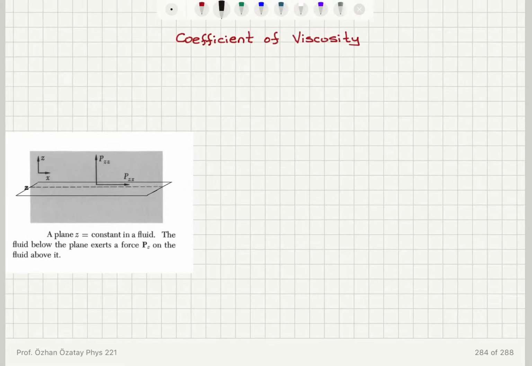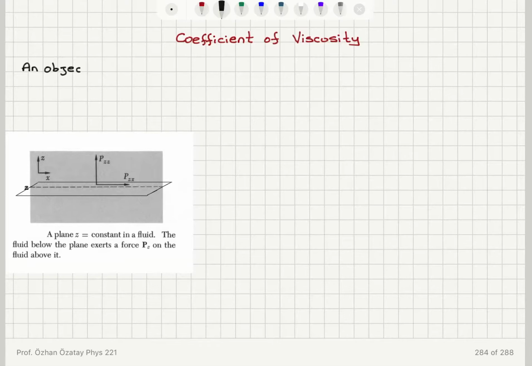Let's consider a macroscopic object that is moving in a fluid. We will see that such an object will experience a force proportional to its velocity trying to slow it down, and the friction force the object feels while moving in the fluid depends on a property of the fluid called viscosity.